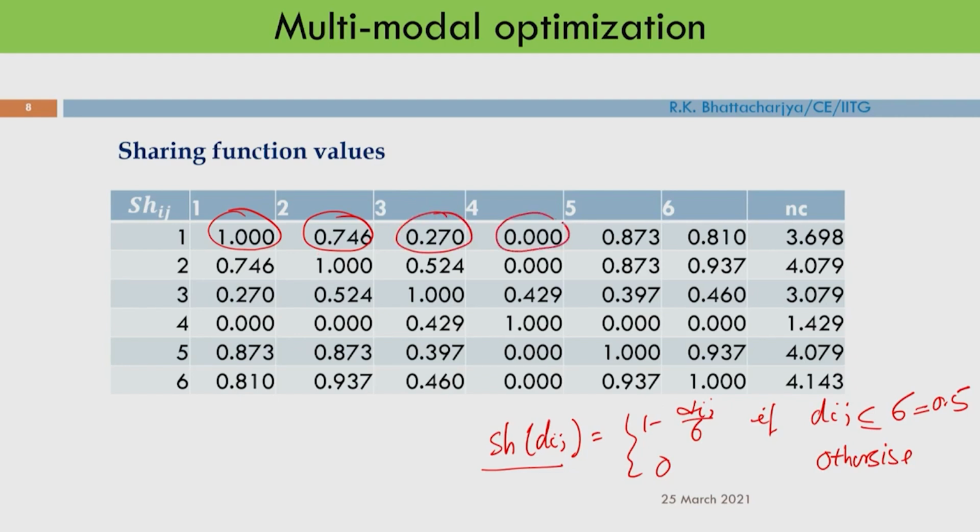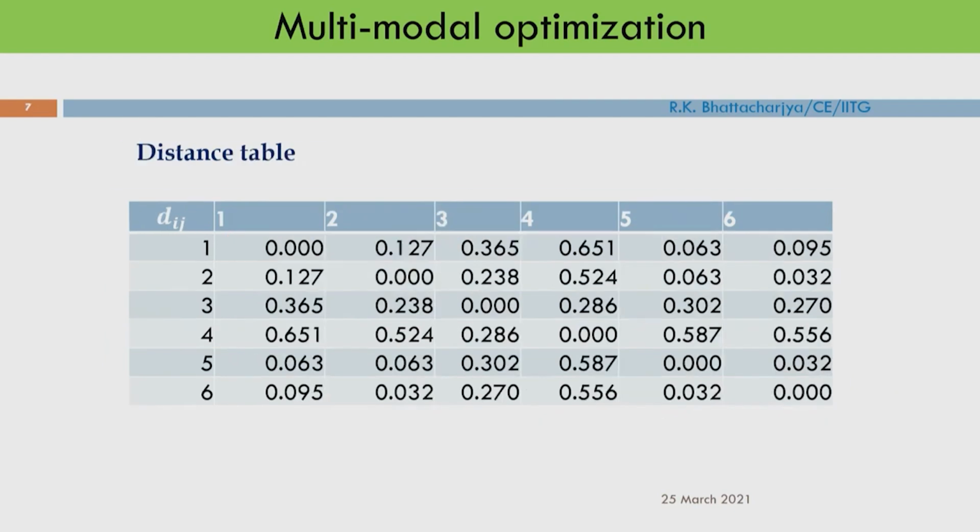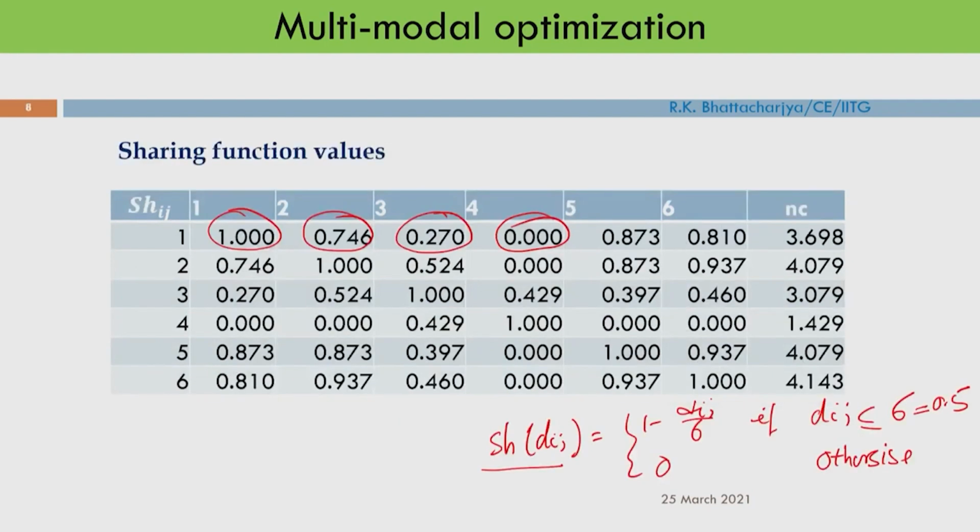Here it is more than sigma; you can see that this value, 0.651, is more than 0.5. So, therefore, this particular solution is not a crowded solution with respect to this solution, and therefore the sharing function value is 0. And here this is less than 0.5, so it is 0.873, and here also it is less than 0.5, and therefore this is 0.810.